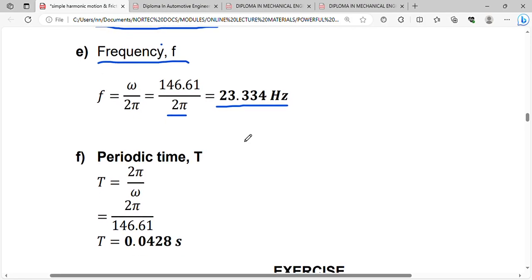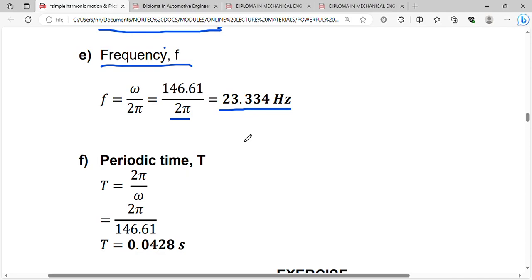Okay, from there, when done, you can feel free now to proceed to the opposite of that, which is the periodic time. For periodic time, you just swap the variables. So here we have 2 pi divided by omega. Now the 2 pi, remember, is just a full number, 3.142. You don't need to struggle with it because it's already there on your calculator.